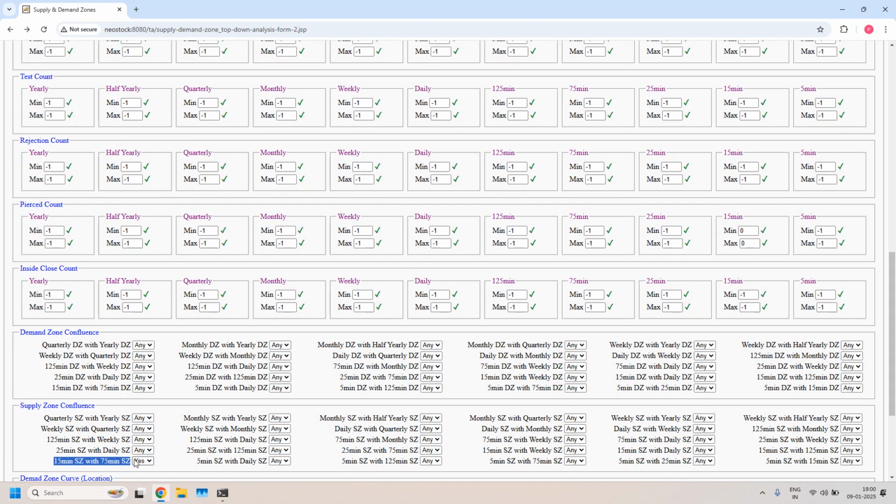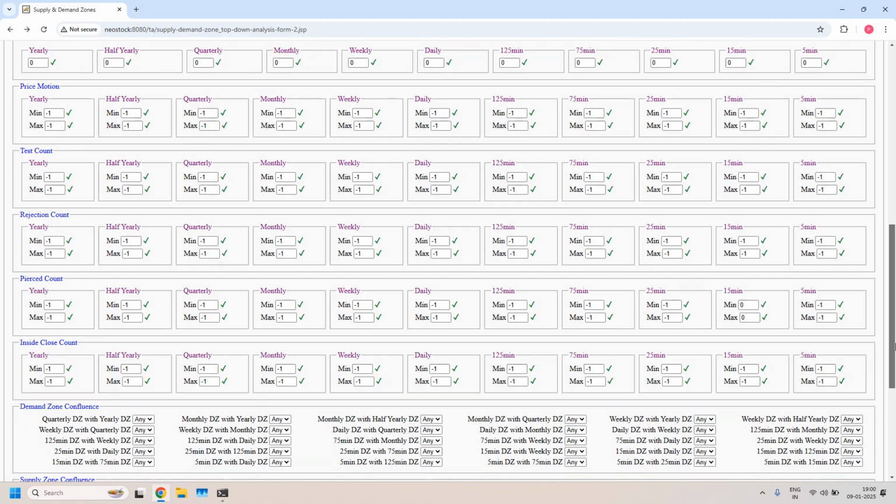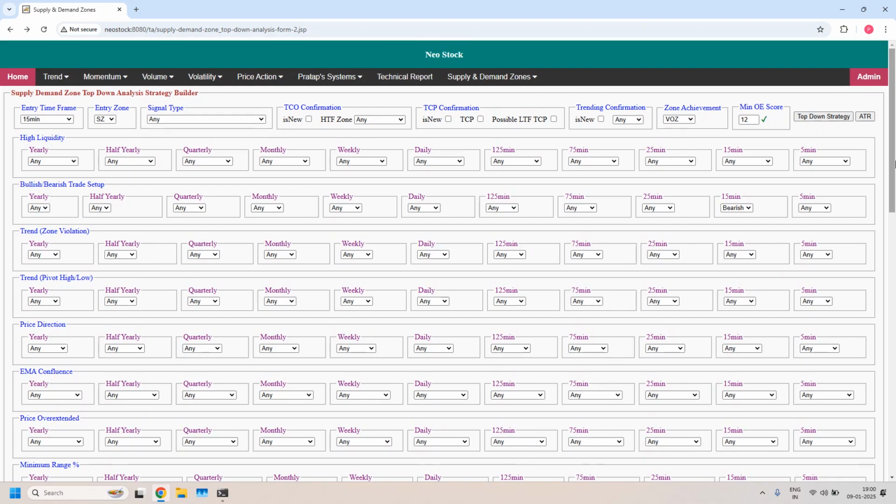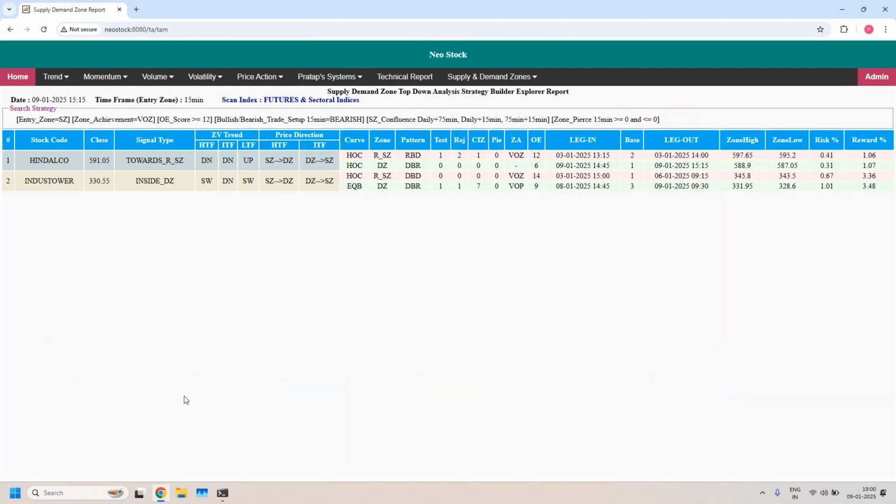First filter is already enabled. Second filter, 15 minute supply zone with daily supply zone confluence. Third filter, 75 minute supply zone with daily supply zone confluence. With all the 3 filters, LTF, ITF, HTF supply zone confluence, we got 2 stocks. In these 2 stocks, these 15 minute supply zones are part of the 75 minute supply zone, both together again part of the daily supply zone.